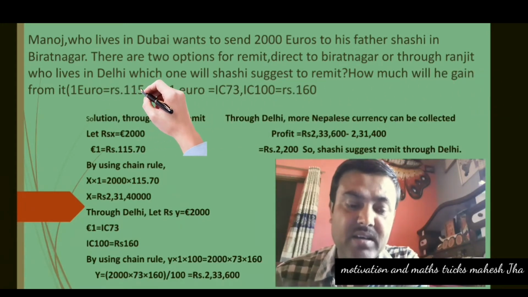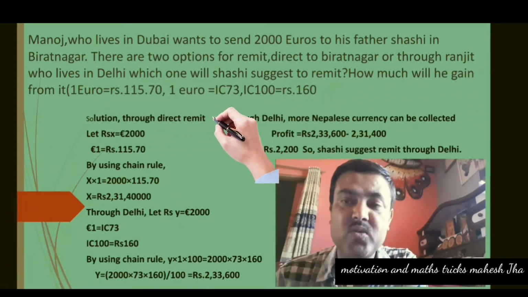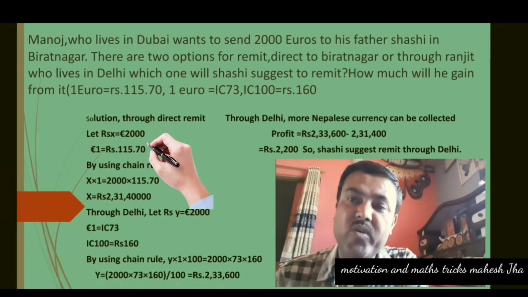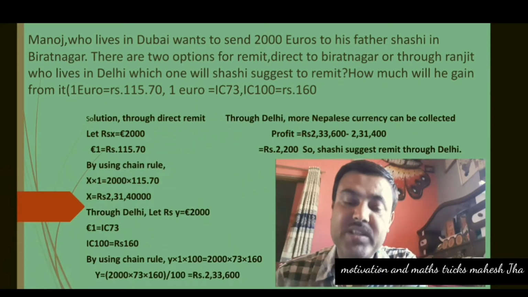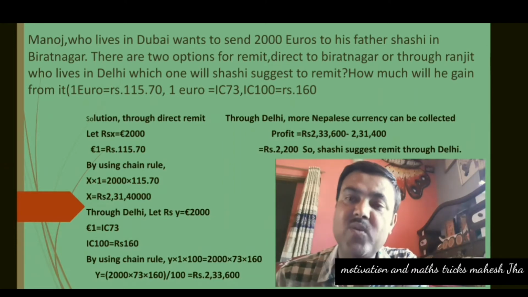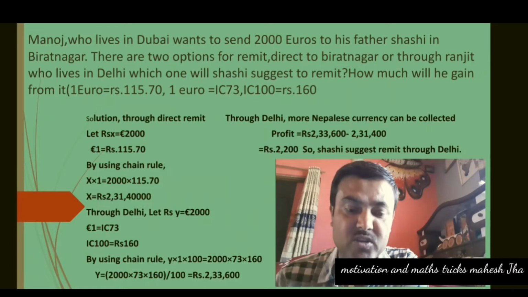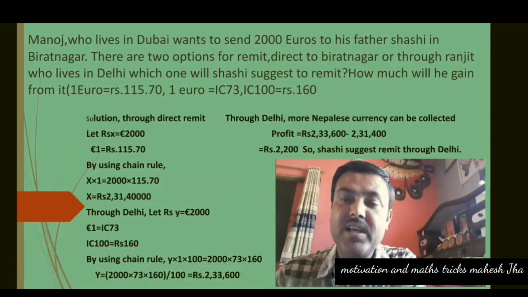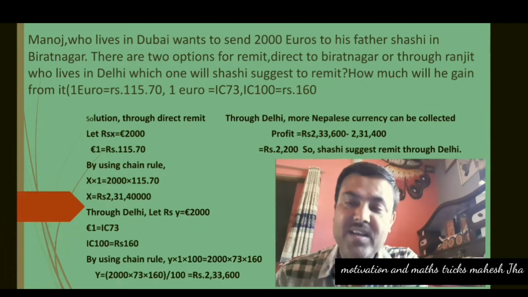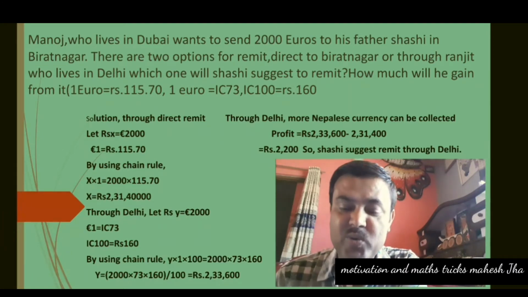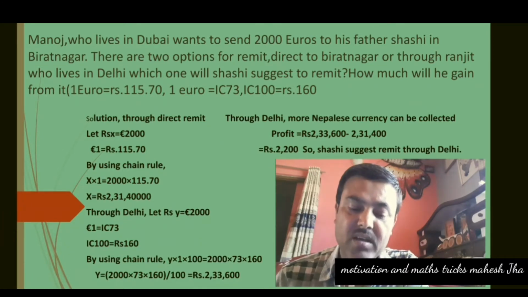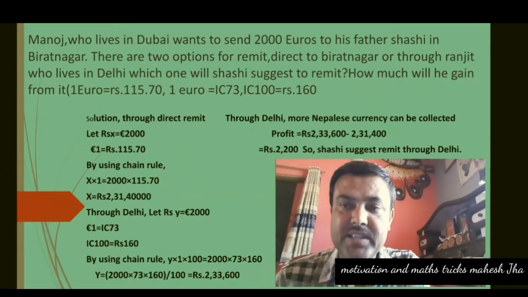Let x rupees equal 2000 euro, and 1 euro equals 115 rupees 70 paisa. Then by using chain rule, product of LHS equals product of RHS. So x into 1 equals 2000 into 115.70, which gives x equals 2,31,400. Now through Delhi, let rupees y equal 2000 euro, then 1 euro equals 73 IC and 100 IC equals 160 NC.